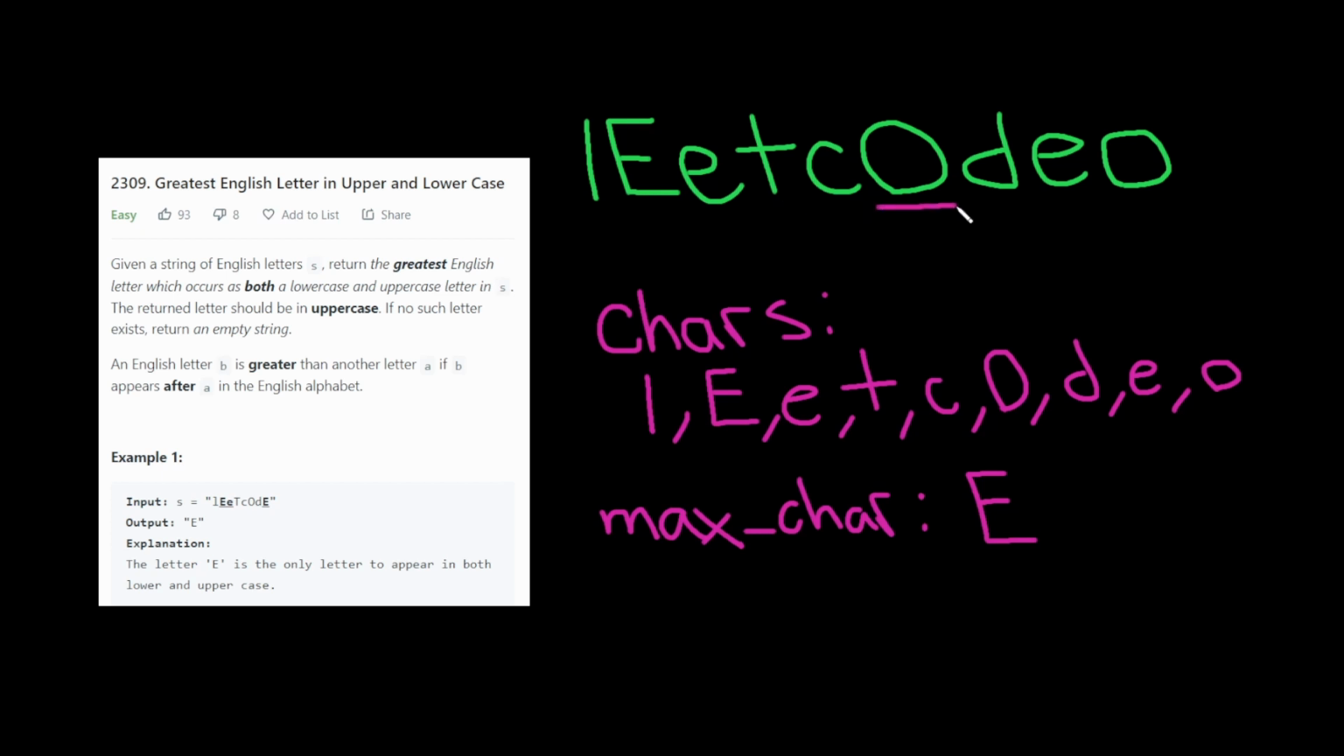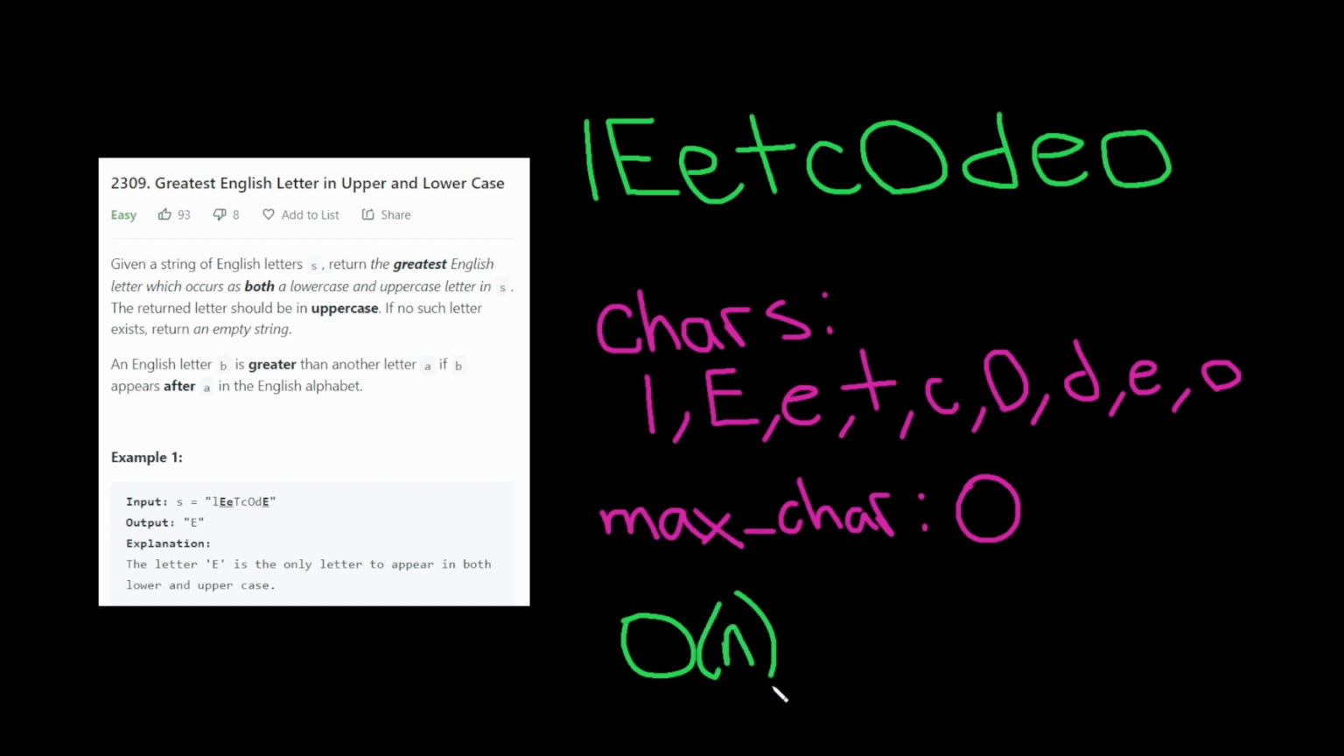We get to this O, and we check, is there an O in the characters? There is. And is the uppercase O greater than the uppercase E, which is the current max character? It is. So now we replace the current max character with O. Then we keep going to this D, nothing happens. We get to this E, nothing happens. We get to this O, nothing happens. So in this case, we would return O. And you can imagine if there's no character that has both upper and lowercase in chars, then you return just the empty string.